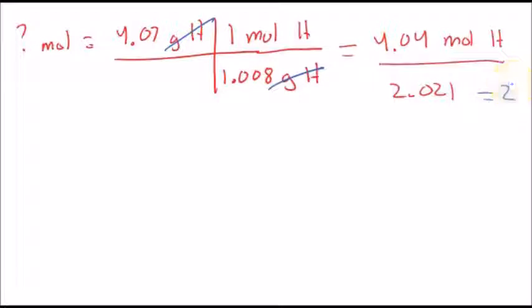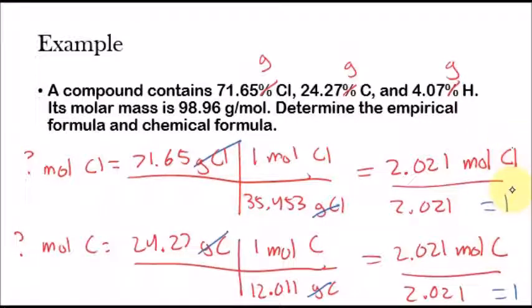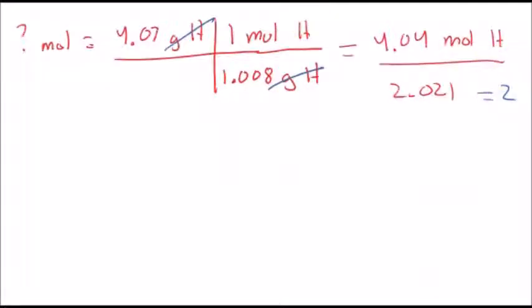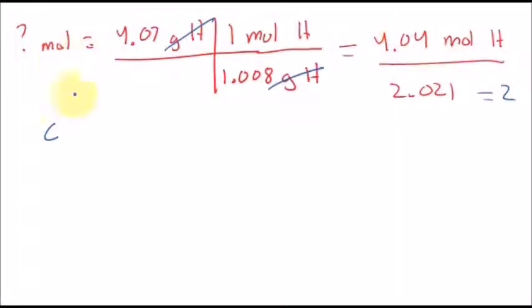Alright, great. So from here we can determine the empirical formula. Next, the final step is to determine the empirical formula. From here we have 1 chlorine, 1 carbon, and 2 hydrogens. So the formula is going to be C, we're not going to write 1, obviously, just C, and then H2, because we have 2 here, and then Cl, and again we're not going to write 1 here, because that would be weird. So this is the empirical formula. Okay?